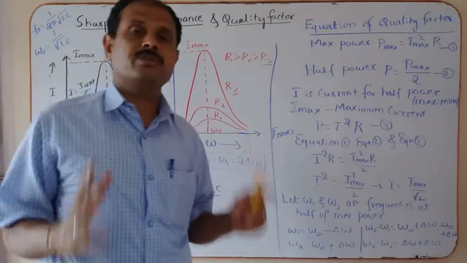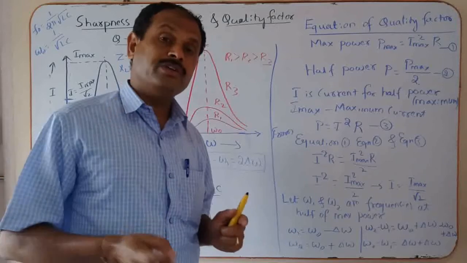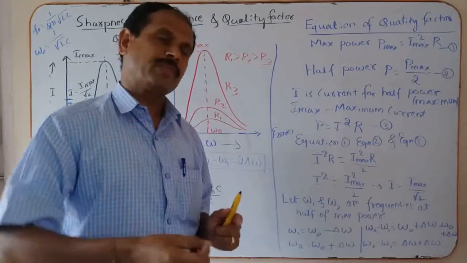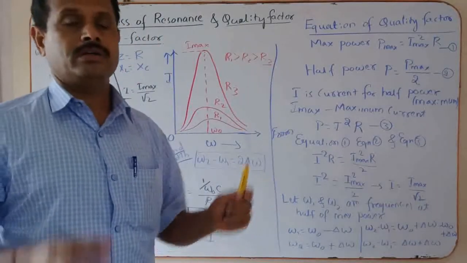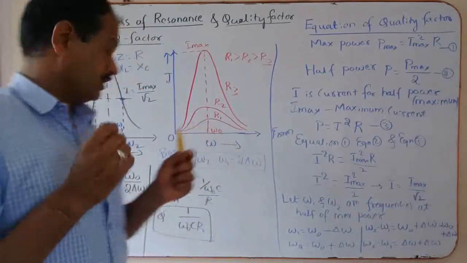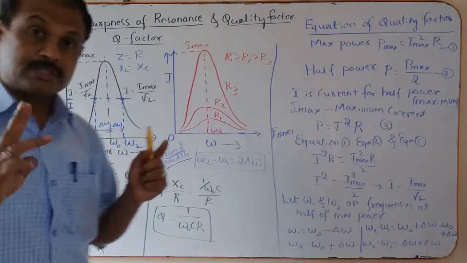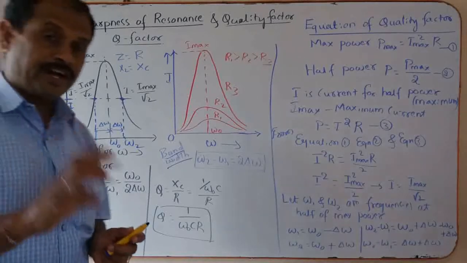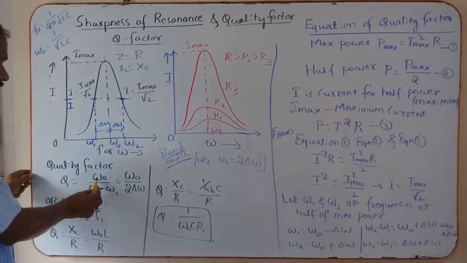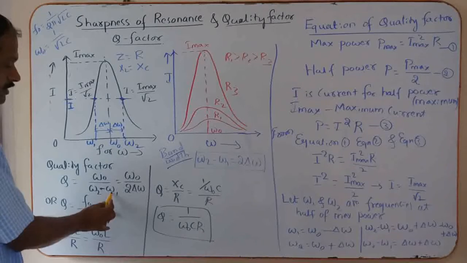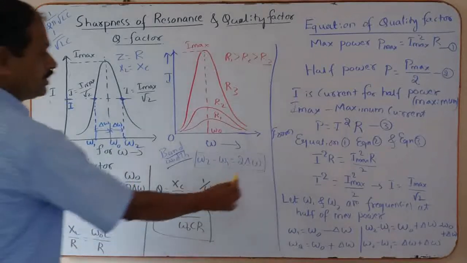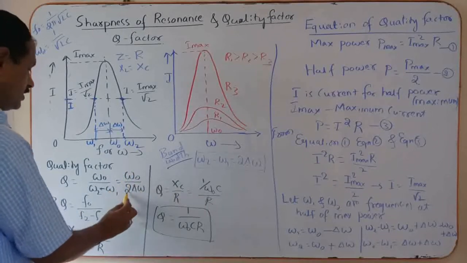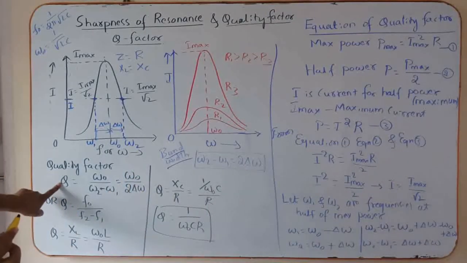Now you come to the definition of the quality factor. Quality factor is defined in 3 ways. There are 3 important definitions, and all of them give the same meaning. Quality factor is defined as the ratio of the resonant frequency to the bandwidth: omega 0 divided by 2 delta omega, where 2 delta omega is the bandwidth.